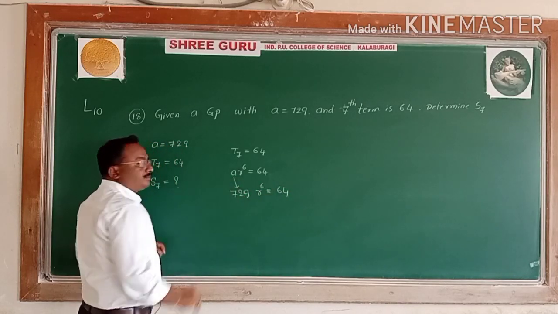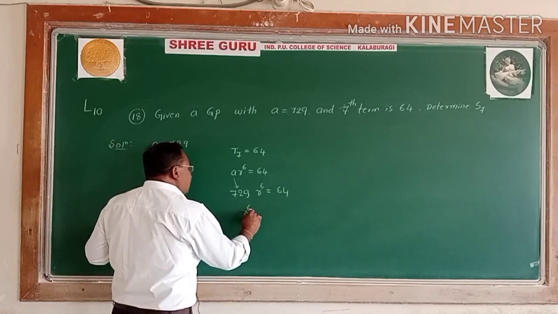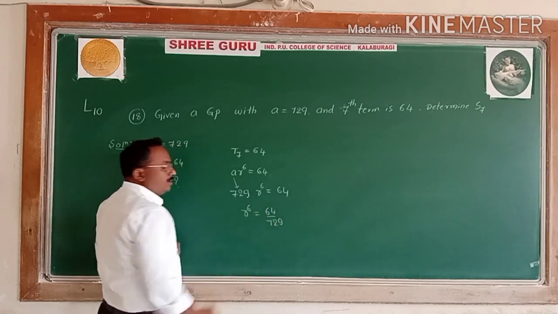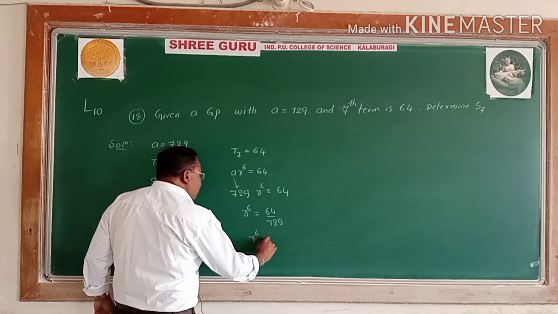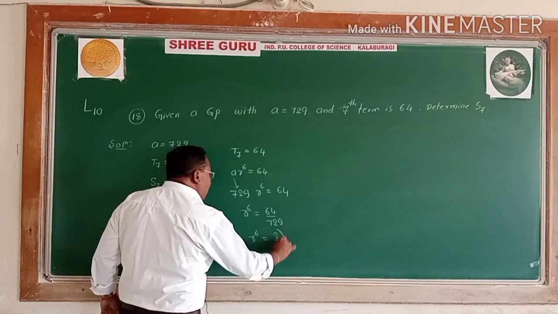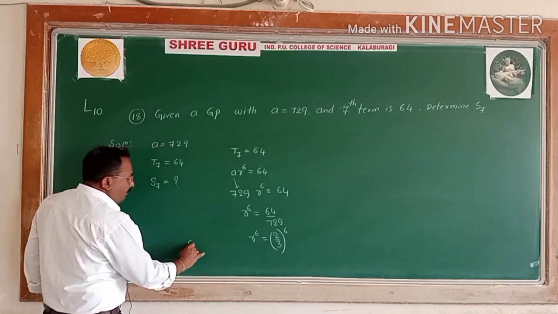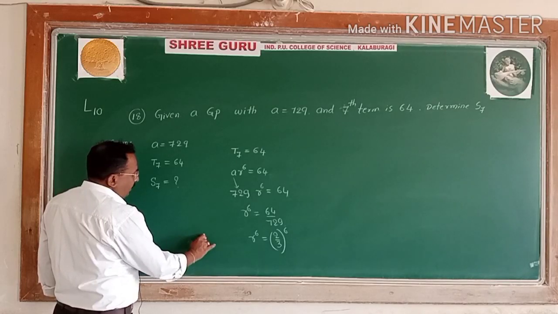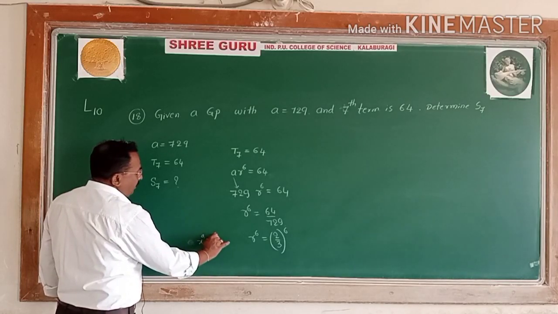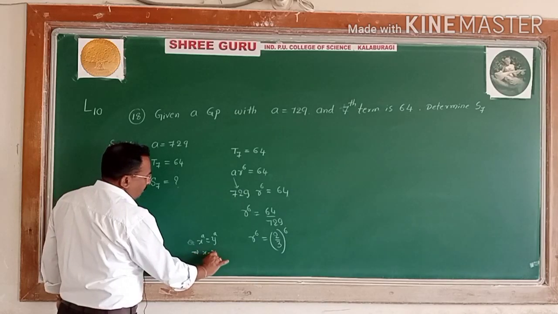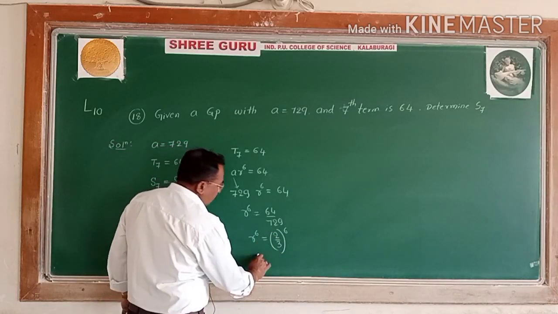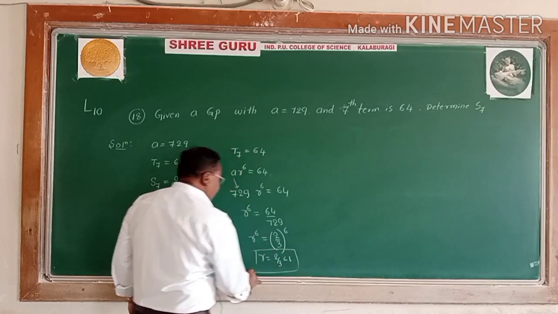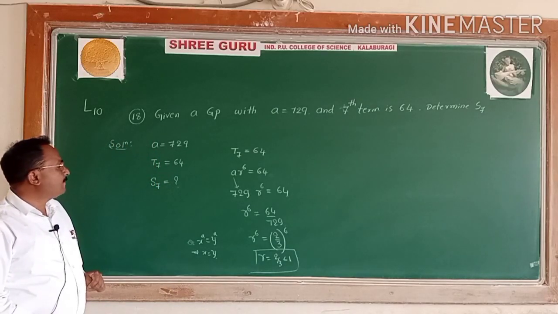R power 6 is equal to 64 divided by 729, so R power 6 is equal to 2 by 3 whole power 6. By the law of indices, if the powers are the same, x power a is equal to y power a, which implies x is equal to y. So R value is 2 by 3, which is less than 1.